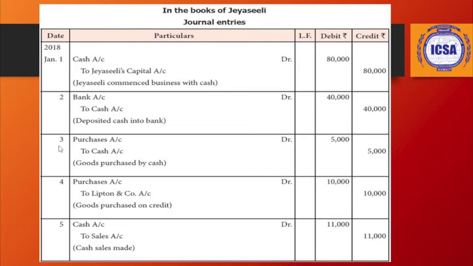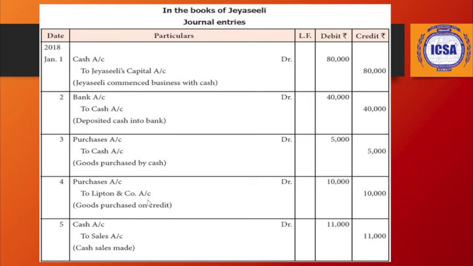If we look at the next entry on 3rd January, and the year is the same, 2018, so the year is written once, the month is mentioned once, and only the dates change. On 3rd January, goods purchased by cash. Purchases are to be recorded as an expense, debit. So purchases debit 5,000, and this is a cash transaction. So purchases debit, and what is going out from the business is cash. So purchases debit and cash credit, 5,000, 5,000.